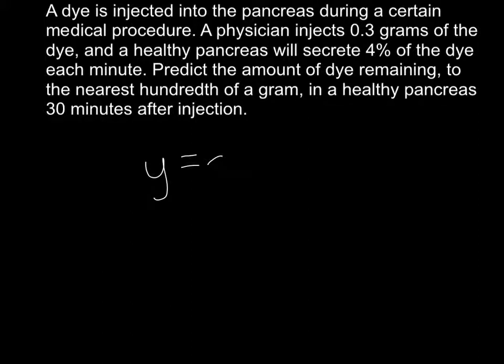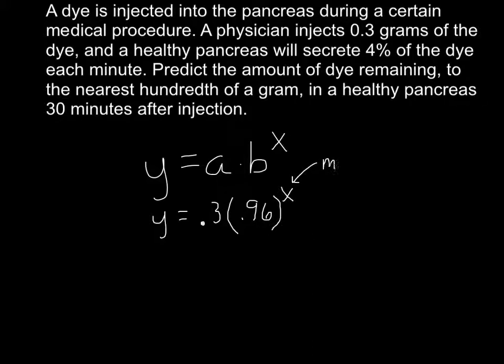y equals a times b to the x, a basic form of an exponential equation where a is the initial amount and b is the rate of growth or the rate of decay. In this case, a is 0.3, that is the initial amount injected, and it's being secreted at 4% per minute, so that means there is 0.96 remaining after each minute, and again, x represents minutes.